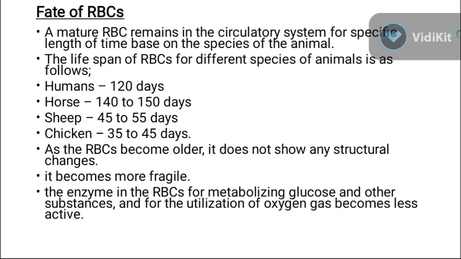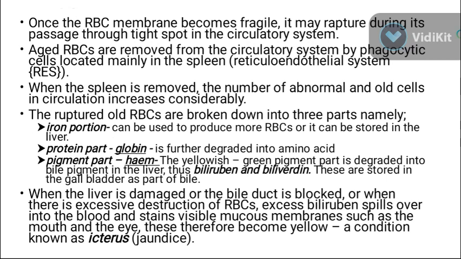As the RBCs become older, they do not show any structural changes. They become more fragile. The enzymes in the RBCs for metabolizing glucose and other substances, and for the utilization of oxygen gas, become less active. Once the RBC membrane becomes fragile, it may rupture during its passage through tight spots in the circulatory system. Aged RBCs are removed from the circulatory system by phagocytic cells located mainly in the spleen, the reticuloendothelial system, RES. When the spleen is removed, the number of abnormal and old cells in circulation increases considerably.